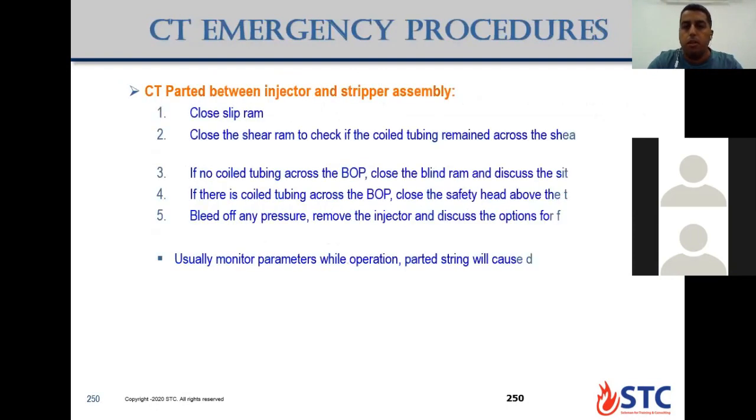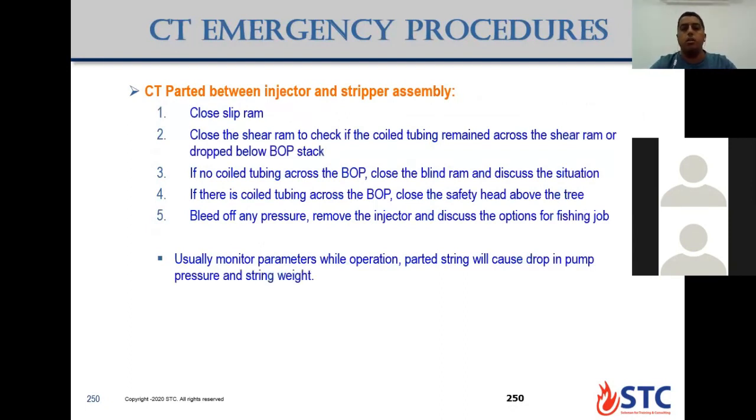Now here we have another scenario. Coil tubing is parted between the injector and stripper assembly. So close the slip ram, close the shear ram of the quad BOP to check if the coil tubing remained across the shear ram or dropped below the BOP. So you need to check whether there is coil tubing across the BOP or all is dropped inside the well, because the cut is between the injector and the stripper, in the vertical section or vertical area of the coil tubing.